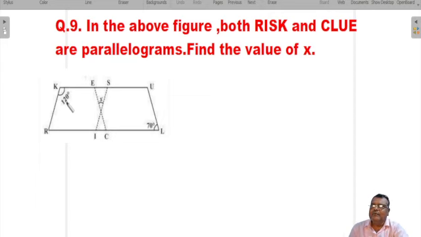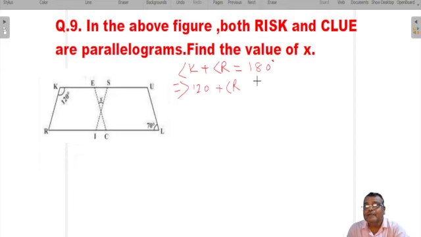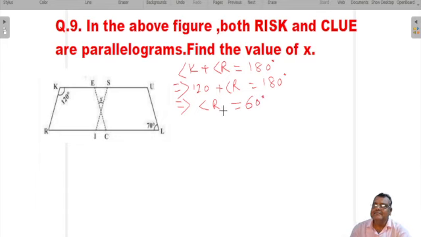So you are getting now angle K plus angle R. Angle K, this angle or this angle, the sum is 180 degree. Angle K plus angle R is equal to 180 degree. So 120 plus angle R is equal to 180 degree. And so angle R is equal to 180 minus 120, 60 degree. Angle R is 60 degree.